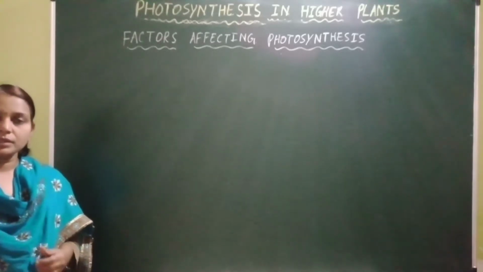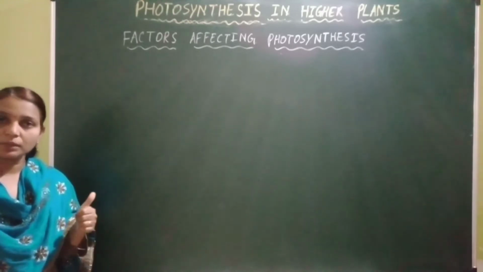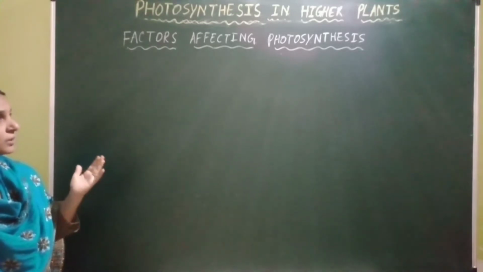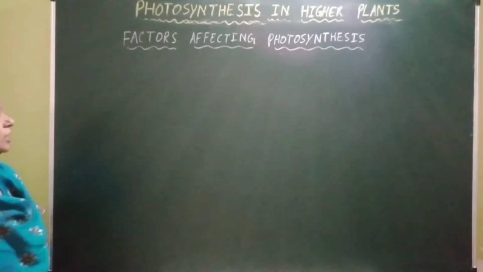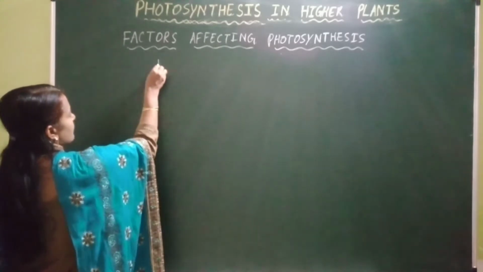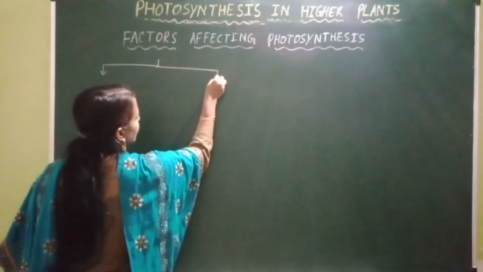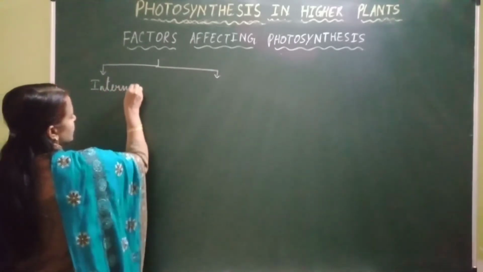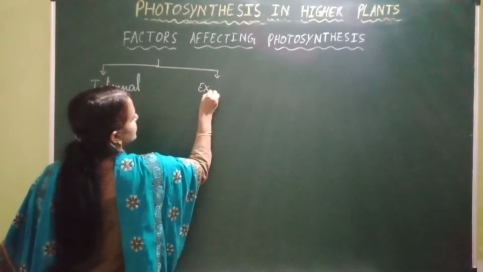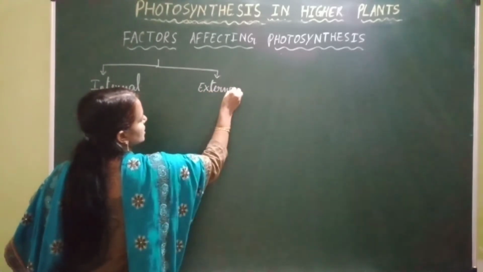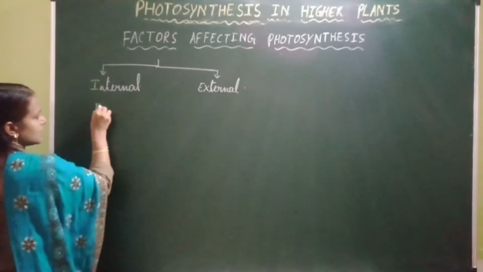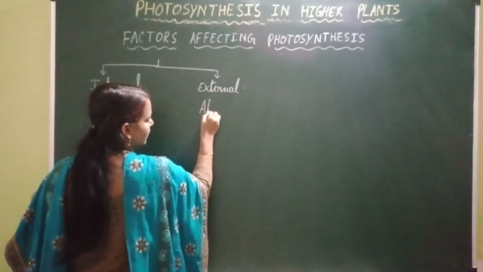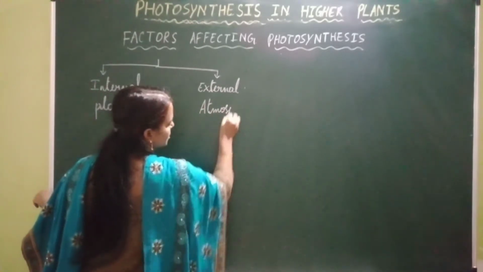Hello students, in the previous video we studied the differences between C3 plants, C4 plants and CAM plants. Now in this video I am going to explain about the factors affecting the rate of photosynthesis. There are two factors that affect the rate of photosynthesis: external factors and internal factors. Internal factors include plant factors, whereas external factors include atmospheric or environmental factors.